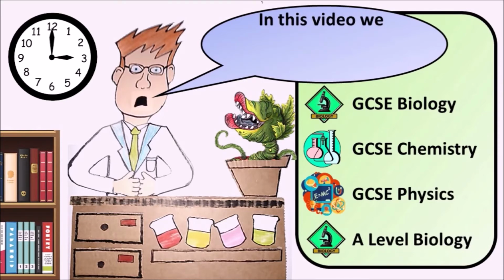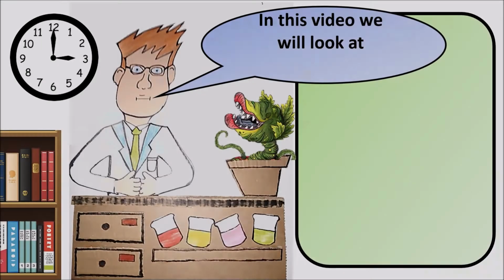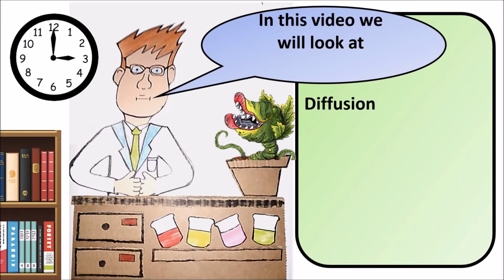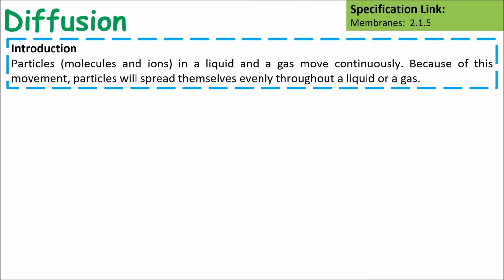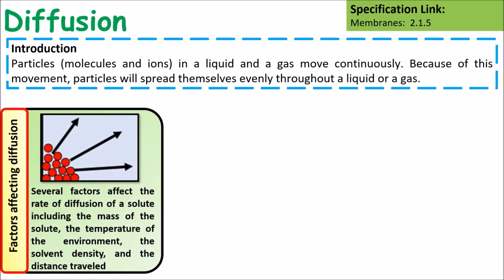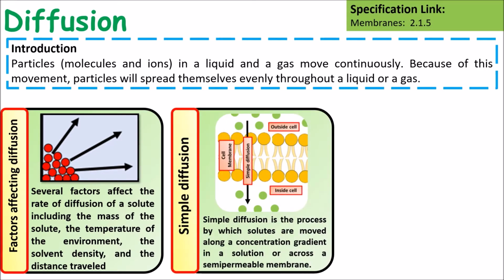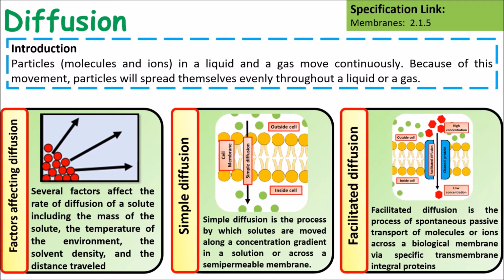In this video we will look at diffusion, passive diffusion and facilitated diffusion. So particles in a liquid or a gas move continuously. Because of this movement they will spread themselves evenly throughout a liquid or a gas. So we're going to have a look at some of the factors affecting diffusion, what simple diffusion is, and what facilitated diffusion is.